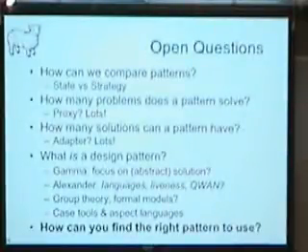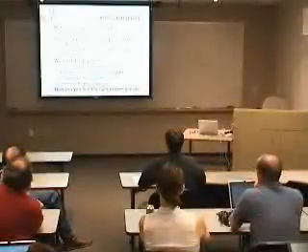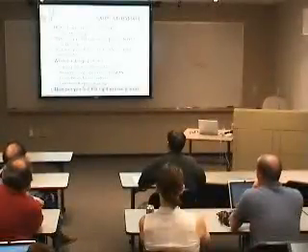How many problems does a pattern solve? How many problems does the Gang of Four's Proxy solve? Vast numbers. How many implementations should a pattern have? Well, if a pattern is a solution to a problem in a context, only one, but Adapter in the Gang of Four book has about four. And then there's this big question of, well, what's the ontological status? What, in some sense, are design patterns?